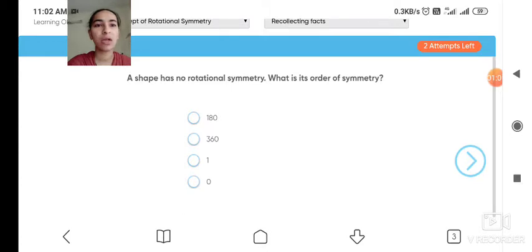Okay, now the question you have to solve: a shape has no rotational symmetry. If the figure has no rotational symmetry, that means in a complete full rotation, that means 360 degrees, it shows exactly the first figure only after 360 degrees. Then that figure has order of symmetry 1. If it doesn't have rotational symmetry, then its order will be 1.